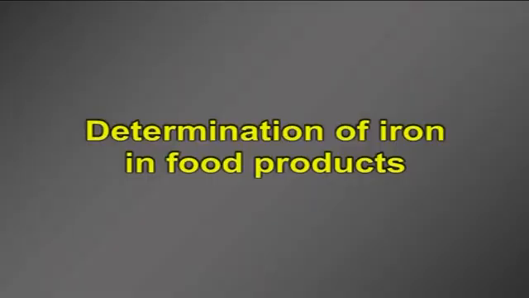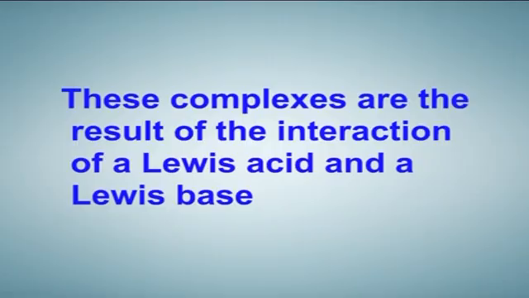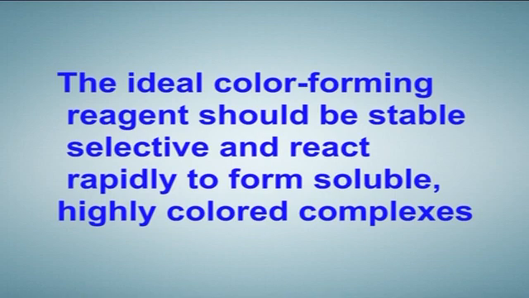Next application, determination of iron in food products. Some metal ions in very low concentration show a strong color by the formation of a complex with a ligand. These complexes are the result of the interaction of a Lewis acid and a Lewis base. The ideal color forming reagent should be stable, selective, and react rapidly to form soluble, highly colored complexes.